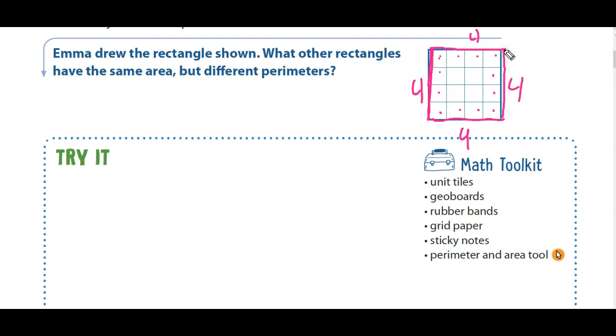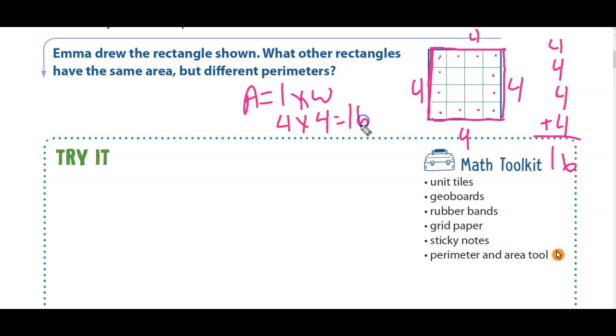So her perimeter is 16, which actually is the same as her area, because I have 4 plus 4 plus 4 plus 4 is 16. Her area, again, is length times width, which is 4 times 4, which is also 16. So it says, what other rectangles have the same area but different perimeters? Well, what are the two numbers that I multiply together to get 16? Another one that I can think of is 8 times 2.